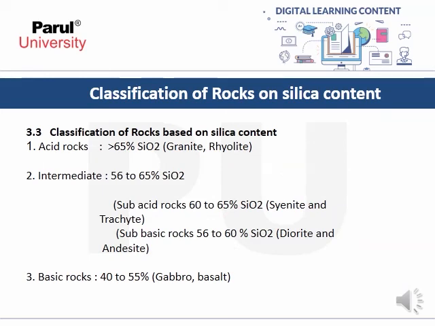Classification of rock on the basis of the silica content. When there is more than 65% silica, it is called acid rock. The examples are granite and rhyolite. Similarly, when the silica content is between 56 to 65%, it is called intermediate. The examples are syenite, trachyte and andesite. When the silica content is between 40 to 55%, it is called basic rock. The examples are gabbro and basalt.